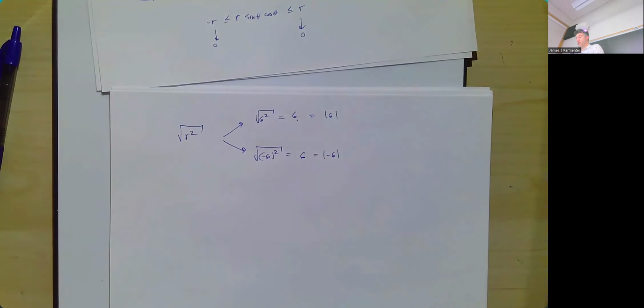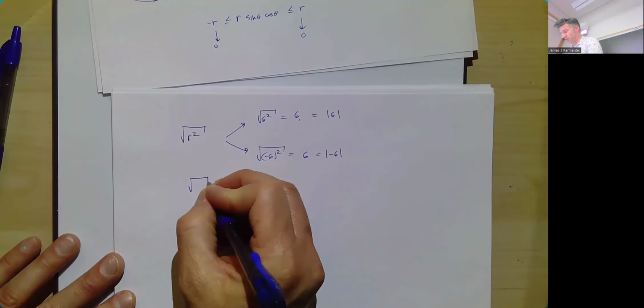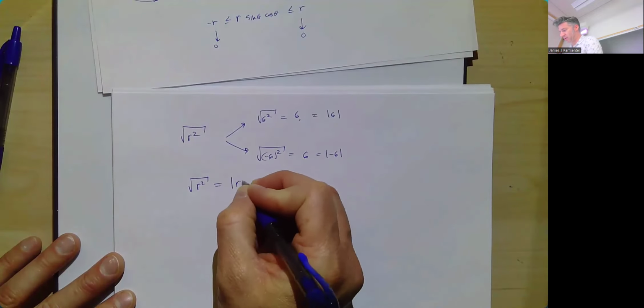So taking the square root of something squared is literally the same as taking the absolute value of that something. It keeps it positive as it was, it turns a negative into the corresponding positive, and that's the same function. So that's why we write that the square root of something squared is equal to the absolute value of that something.